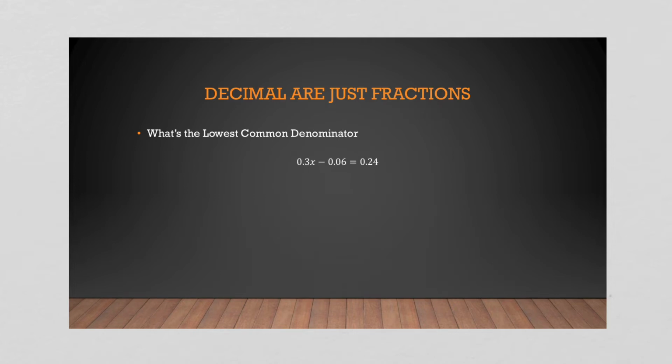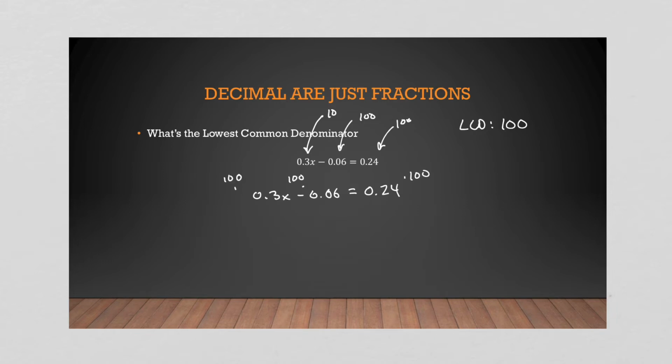So now you got to consider, though, here we go, tenths, right? So denominator of 10. Hundredths, so denominator of 100, and then denominator of 100. So we need to multiply everything, in this case, by 100. So 0.3x minus 0.06 equals 0.24, times 100, times 100, times 100. So 0.3x is actually going to become 30x, but then minus 6 equals 24.